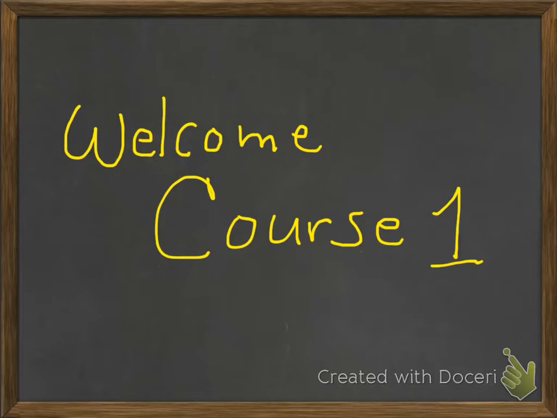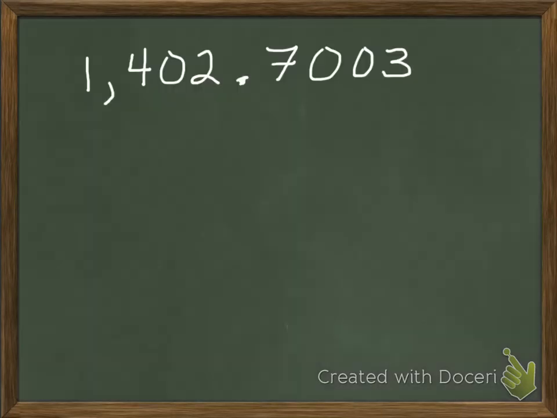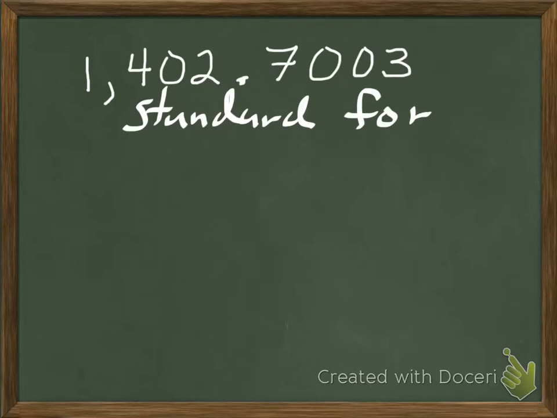Alright, so what we're going to do this evening is build on what we did in class today. Let's take a look at what we were talking about. Let's take a number like this. A couple of the skills that we need are to be able to take this number that is written in standard form, identify the place value, and write it in word form.